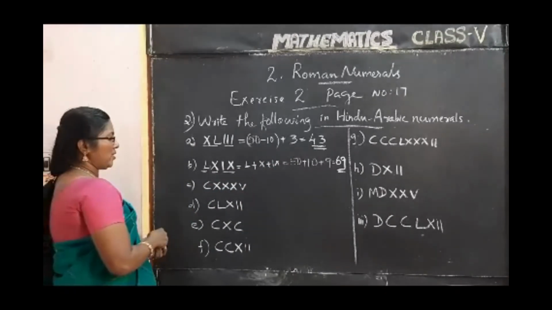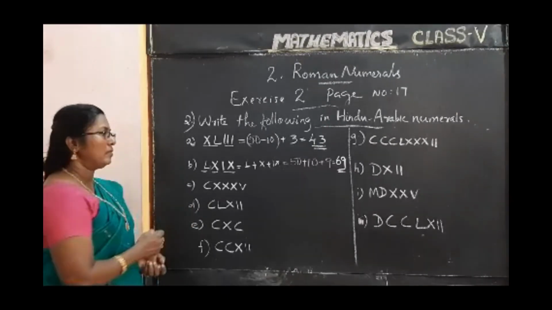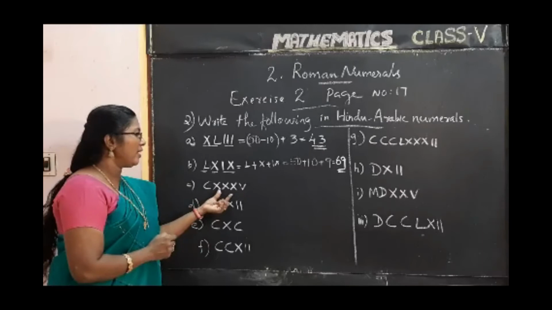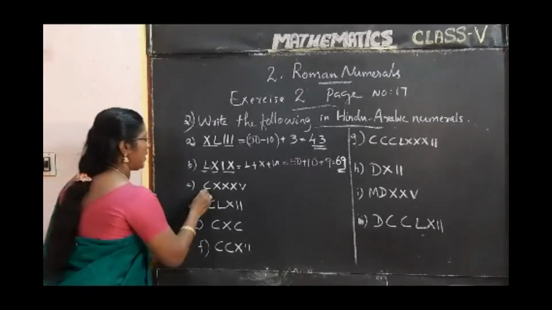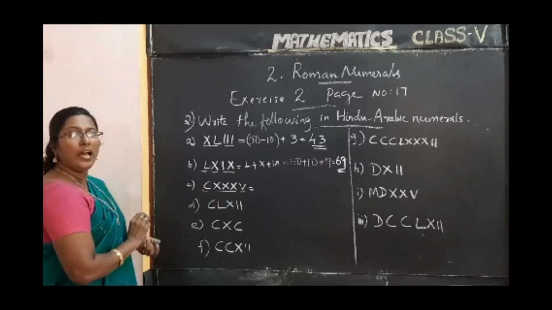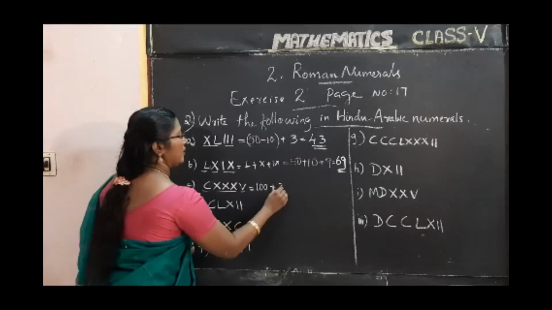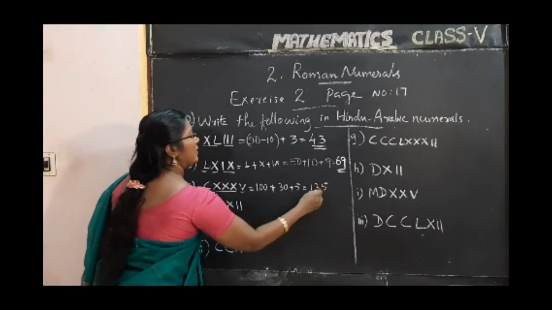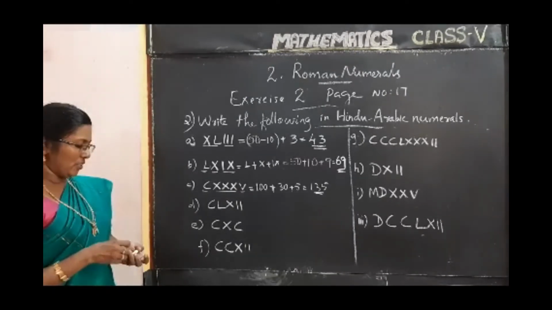Okay. The next one. How will you group these numbers? Okay. The next one. C, triple X, and V. How will you group? Here C, this XXX and V. Okay. C denotes 100 plus 30 plus V 5 equals 135. Okay, 135. Clear?